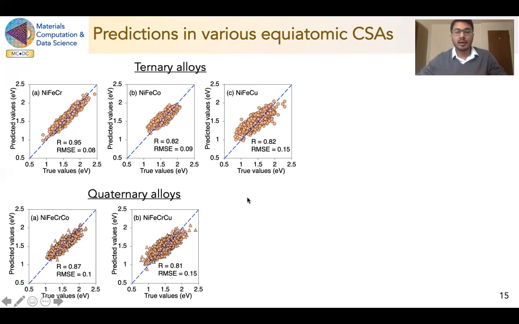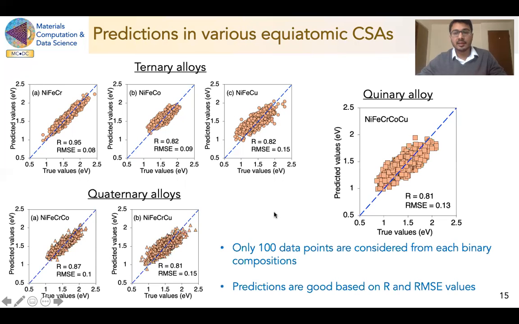Similarly, we predicted the formation energies of quaternary alloys from their constituent binary alloys. And here also you can see that the R value is greater than 0.8 and RMSE is within the range of 0.15 eV. Lastly, the real challenge is to predict the formation energy of this equiatomic quinary alloy using binary compositions. And here also you can see that the predictions are quite good with R 0.81 and RMSE 0.13.